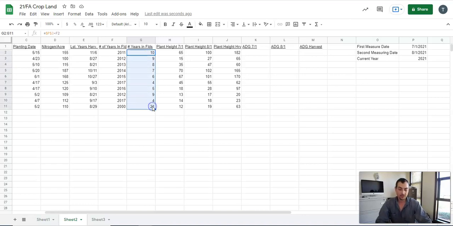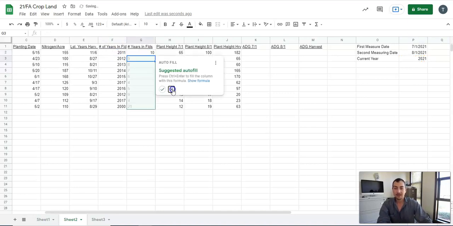So let's go ahead and do this again, but I'm going to show you another little trick whenever we don't autofill it. So we're going to say equals this current year. We don't want it to change, so we're going to lock it in. Minus the number of years that pasture has been in the field. We do want it to change, so we're not going to lock it in. A little hint is if it's constant, you're probably going to lock it in. We're not going to autofill it.